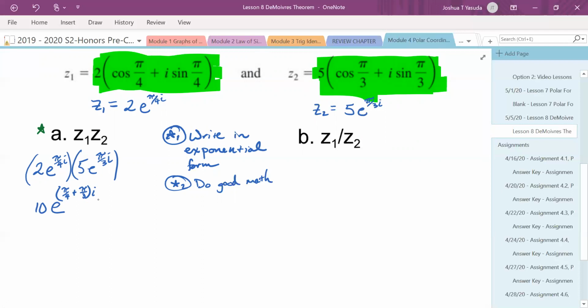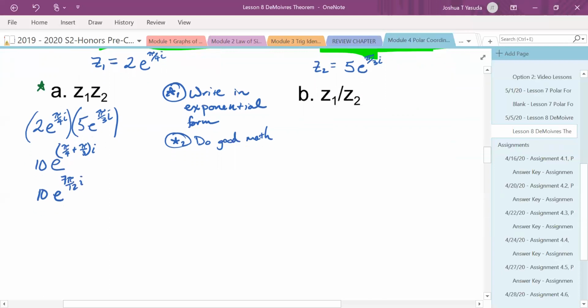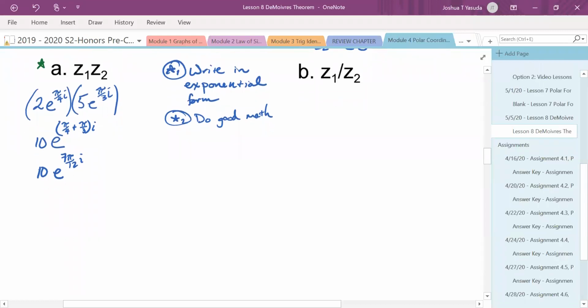Now comes the tough math. π/4 plus π/3. That's 3/12 plus 4/12, which makes 7/12. So then you write 10e^(7πi/12). And you can leave it as that. Or if somebody's being a real stickler and you say, okay, fine, I'll put it back into the normal form, then it would be 10 times cosine of 7π/12 plus i sine of 7π/12, like that. And it's really not that bad.